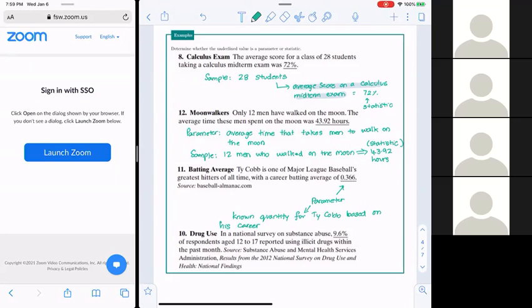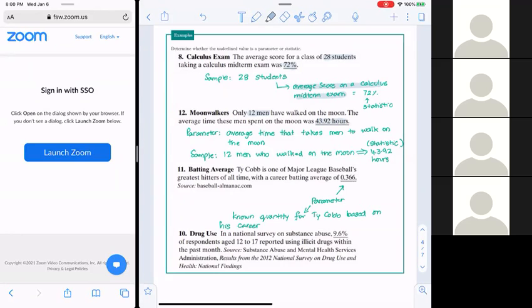And also another way to look at it is to go back and look at the previous problems. We had 28 students that gave 72%. We had 12 men and the average time was 43.92. So we had a sample, and that sample gave us a value, therefore we call them statistic.